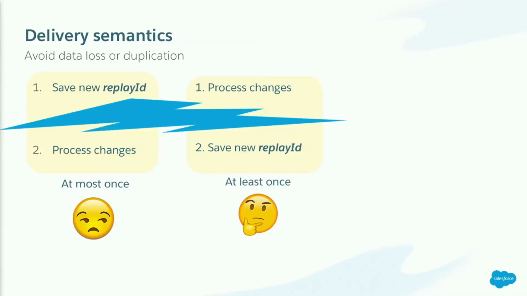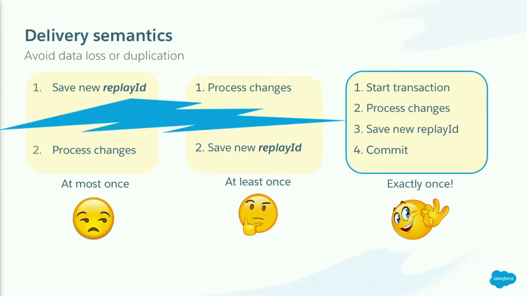It's not the option I like, but in some cases it's required. If we reverse the order, we have a different problem and a different advantage. This time you're guaranteed to process changes because you process changes first. Your changes are always in your database. But if you crash in the middle, the new replay ID is not stored. When you recover, you restart from that same point on, you see the same change again. It's OK for an update. It's not OK for a create and insert. Insert will create duplicates.